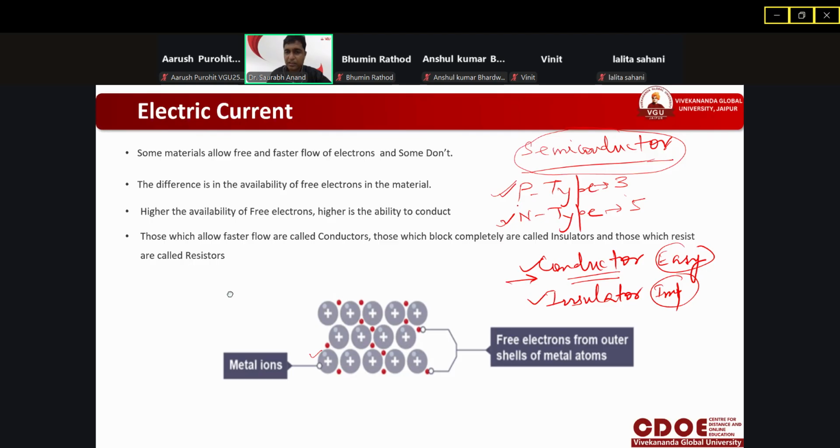Clear? So in n-type, electrons are the majority charge carrier and in p-type, there are holes. So holes are the majority charge carrier in p-type, and electrons are the majority charge carrier in n-type. But it doesn't mean that in p-type there will be no electrons, or that in n-type there will be no holes. There will be, but in very small number. That is why those charge carriers are known as minority charge carriers. Clear?